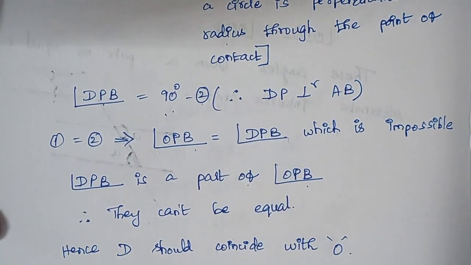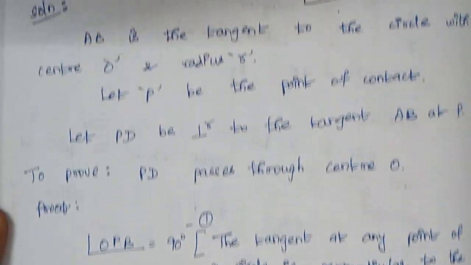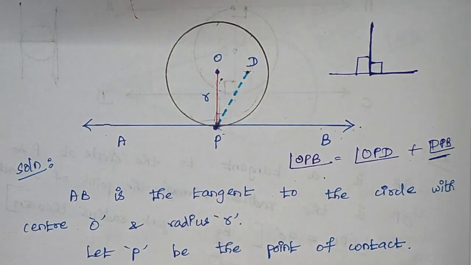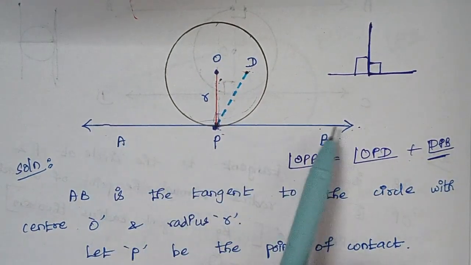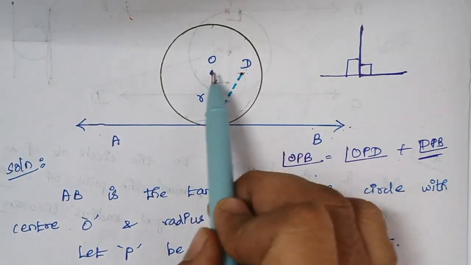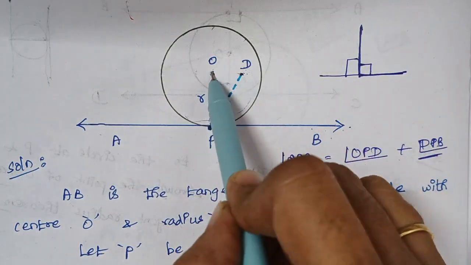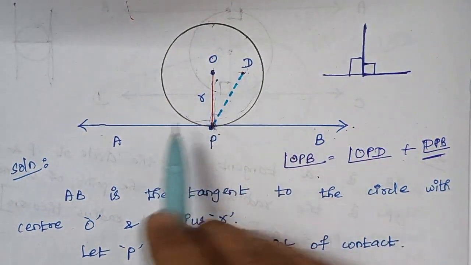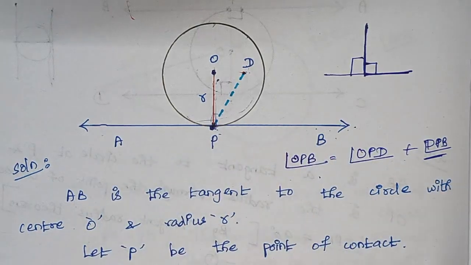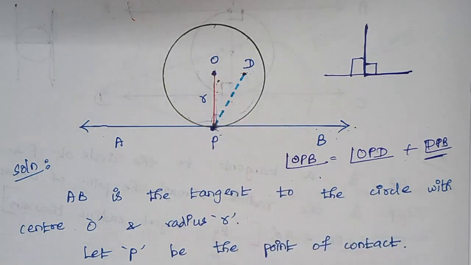So the only way is that D should coincide with O. That is, in order to be perpendicular to this tangent, this D should coincide with O. This point should be moved over here. This is the only way to make this line DP perpendicular to AB. We have to move this point D to the point O.